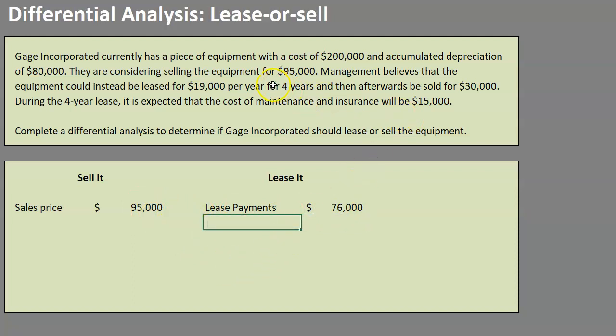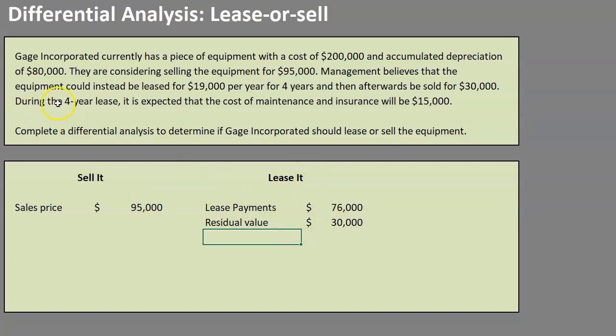It also says that after the 4 years, we can sell the piece of equipment for $30,000. So that's our residual value at the end of the lease. We could also get $30,000 at the end of that. So we lease it for 4 years and then we get to sell it for $30,000. Now, if this was the only information involved, you can kind of see leasing is starting to look better. However, there is one more piece of information.